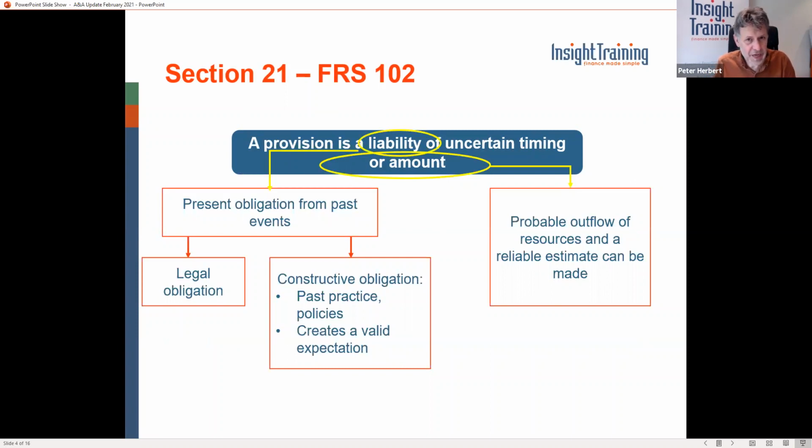There needs to be a pre-year-end obligating event. There needs to be a probable future transfer of economic benefits off the back of that obligating event. And the amount to be paid needs to be measurable or quantifiable.